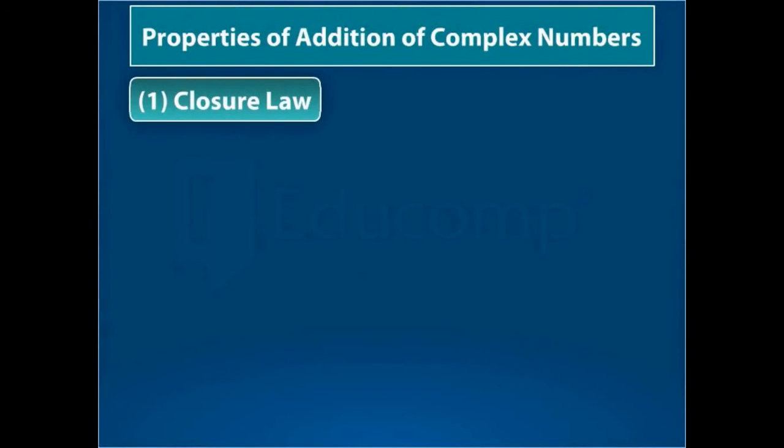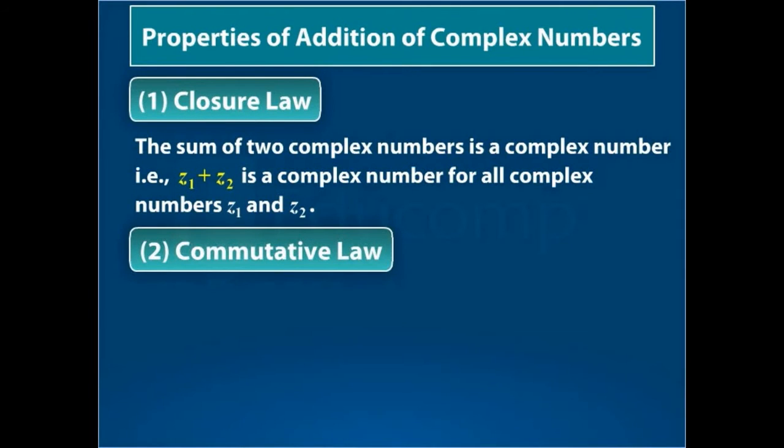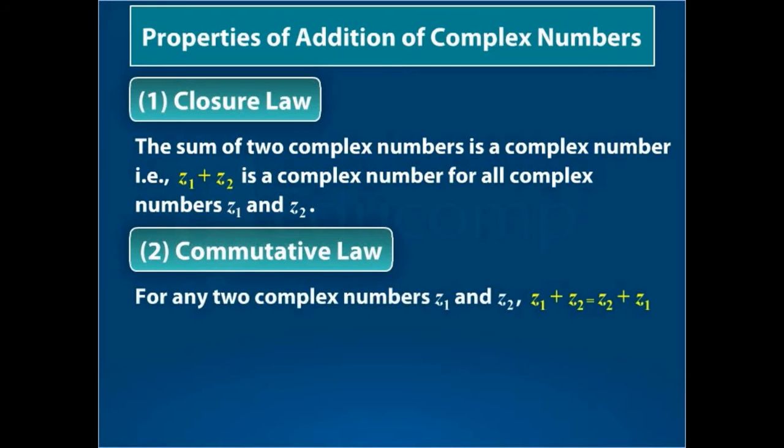The closure law. The sum of two complex numbers is a complex number, that is, z1 plus z2 is a complex number for all complex numbers z1 and z2. The commutative law. For any two complex numbers z1 and z2, z1 plus z2 is equal to z2 plus z1.